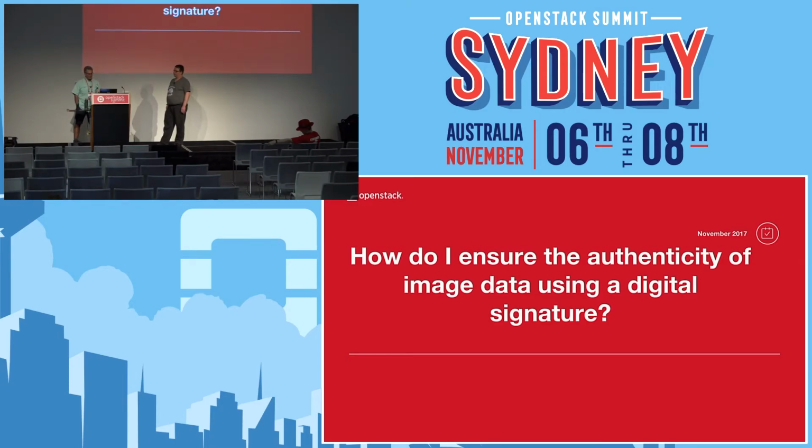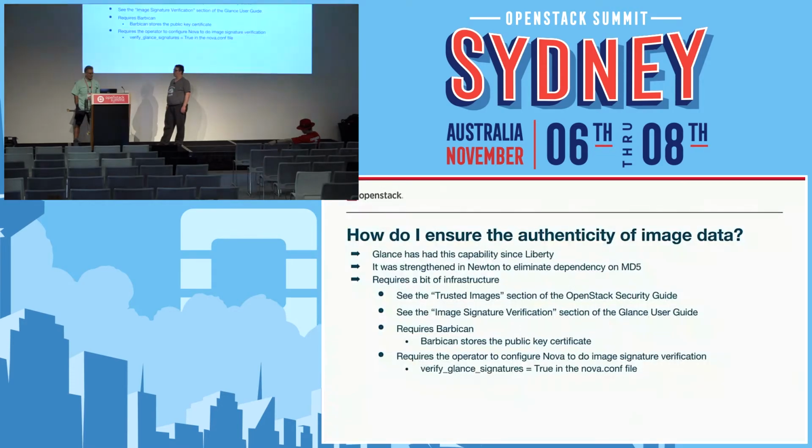So another thing is using digital signature validation of image data. Glance has had this since Liberty, and it was redone in Newton to completely eliminate dependence on MD5. So it's a very strong feature, but it does require a bit of infrastructure. If you're interested in using this, there are two good things to look at. One's the trusted images section in the OpenStack security guide, which gives you a basic outline of how this works. And there's an image signature verification section in the Glance user guide that explains how to configure it from the Glance side.